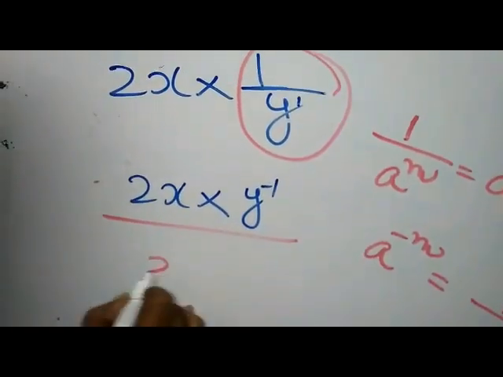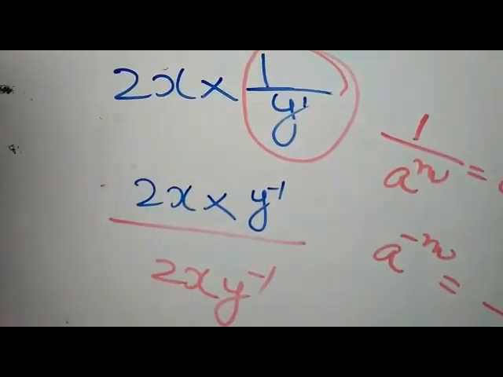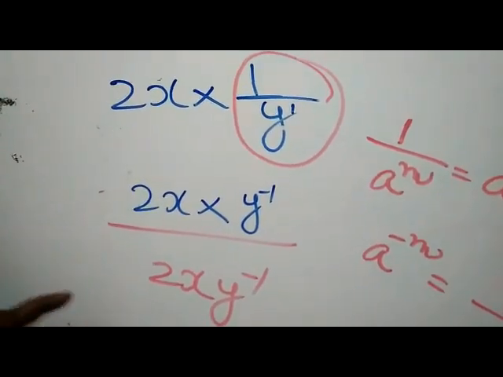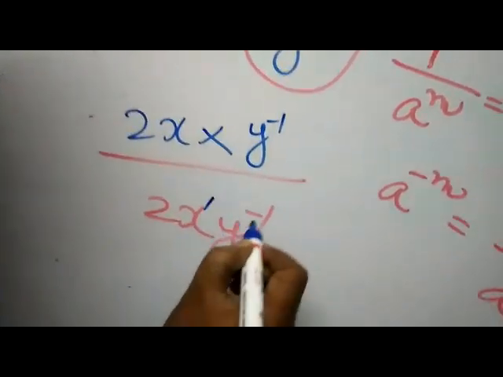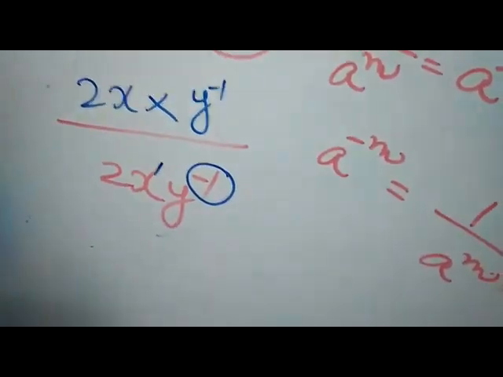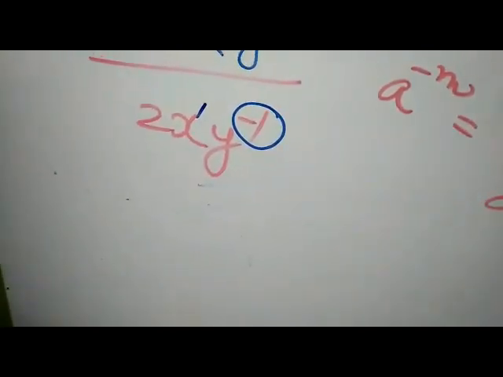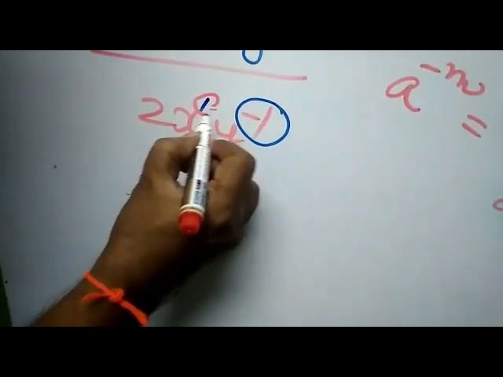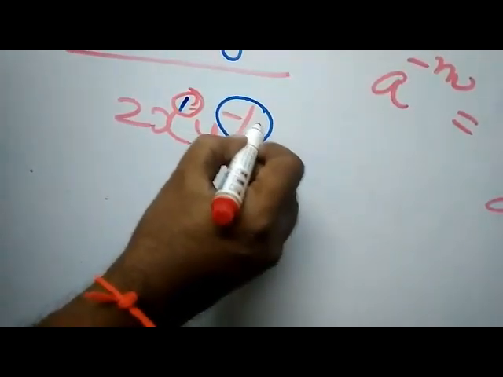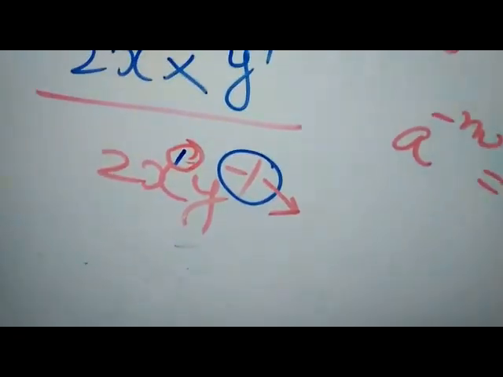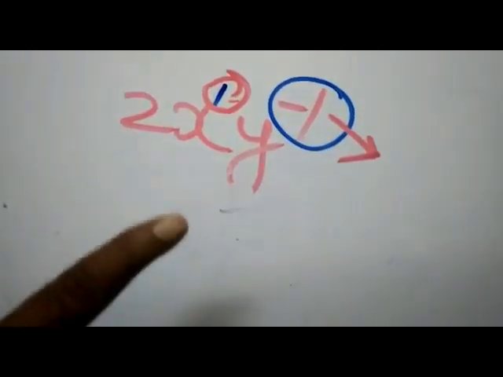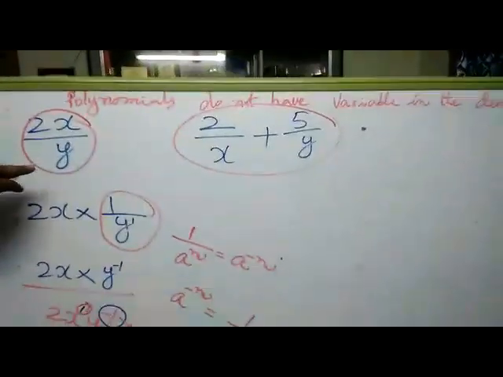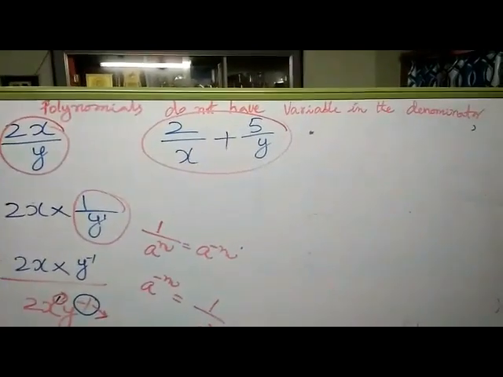Here once again we check. This is nothing but 2x y to the power of minus 1. Is it a polynomial or not? The power of the variable x is 1. The power of the variable y is minus 1. The power of the variable x is 1, that is a whole number. But here minus 1 is not a whole number. Minus 1 is an integer. That's why it is not a polynomial. The power should be a whole number. Otherwise, polynomials do not have a variable in the denominator. That you can also take, but better you check like this.